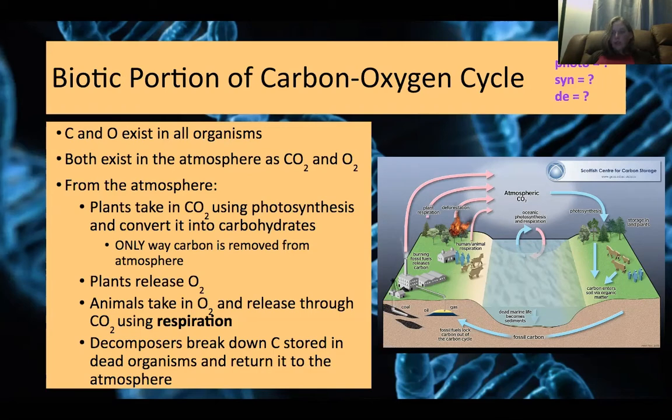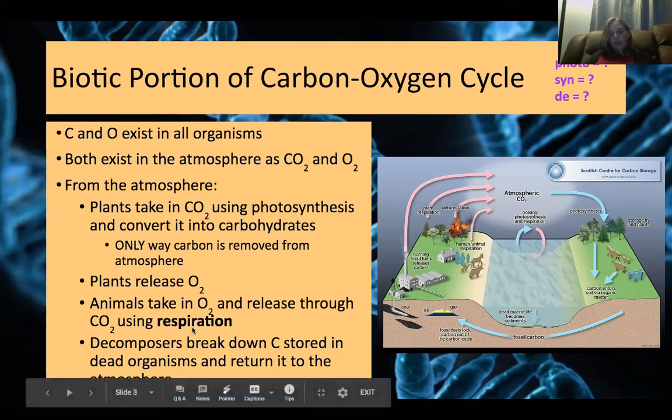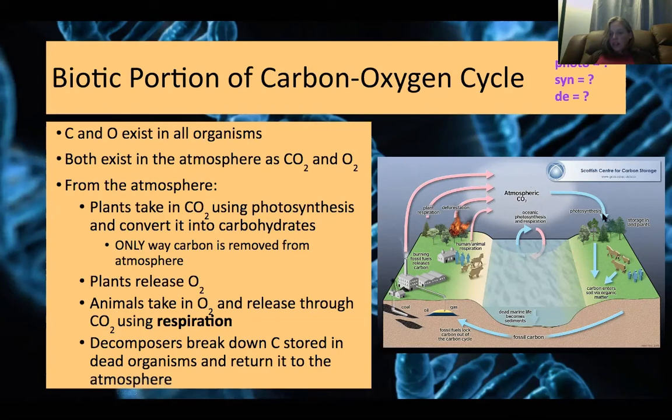Living things use 2 processes to move carbon and oxygen around in ecosystems, and those 2 processes are photosynthesis and respiration. Plants and algae can take atmospheric carbon dioxide, combine it with water, and use energy from the sun to make carbohydrates like glucose. Remember, carbohydrates are sugars. This is the only way that carbon dioxide can be removed from the atmosphere. You see by this diagram, there's lots of ways to put it back, but photosynthesis is the only way to take carbon out.